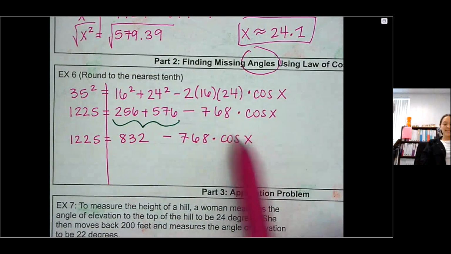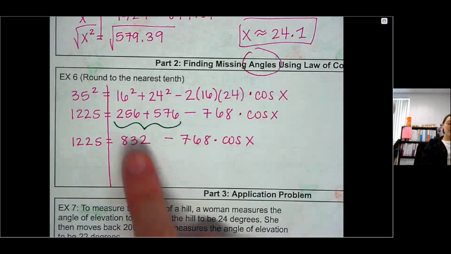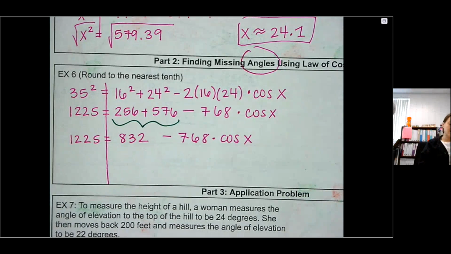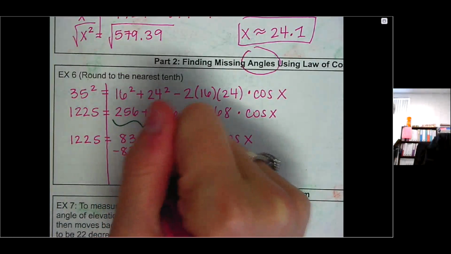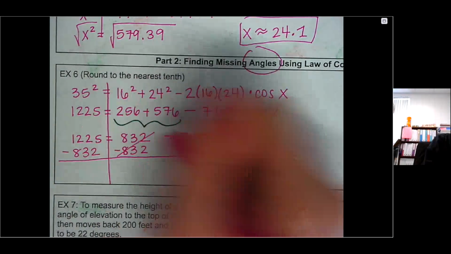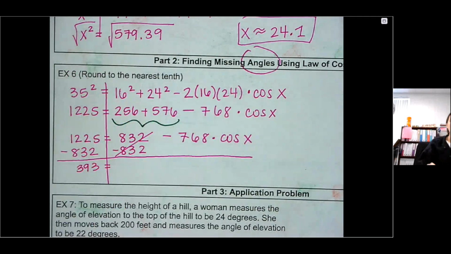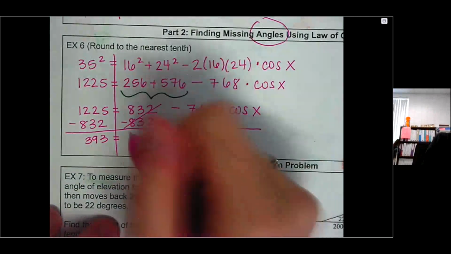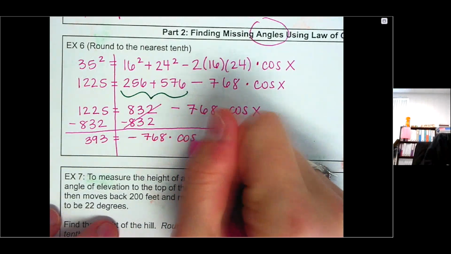And now I'm trying to get this x by itself. So this is multiplication. So I'm going to leave this alone for right now. I'm just going to move the 832 over to the other side. And in order to do that, because this is a positive 832, I'm going to subtract 832. So I get negative 393 equals negative 768 times cosine of x.